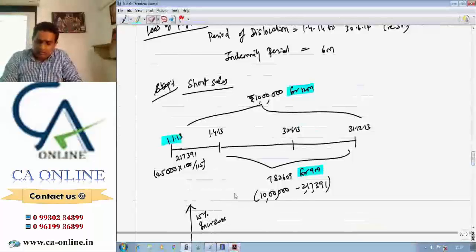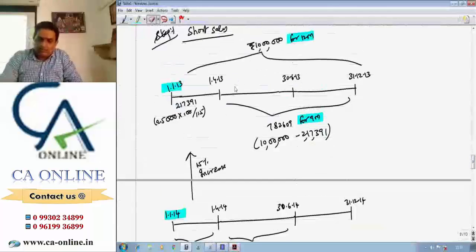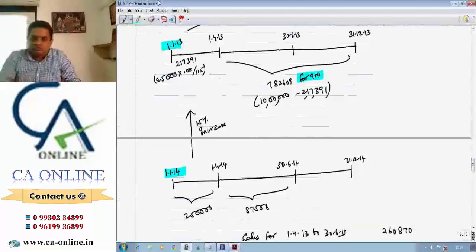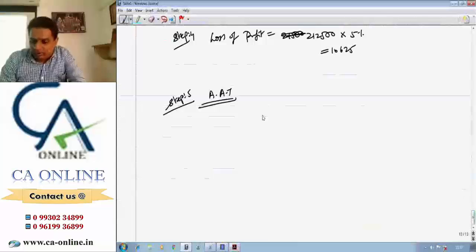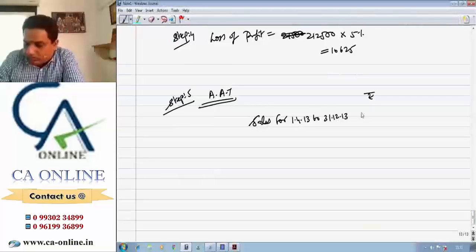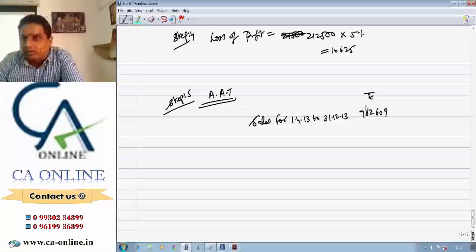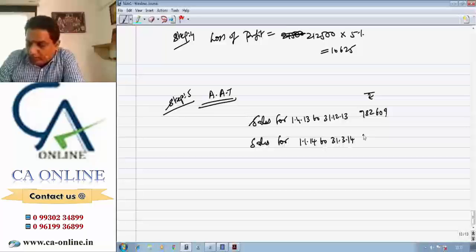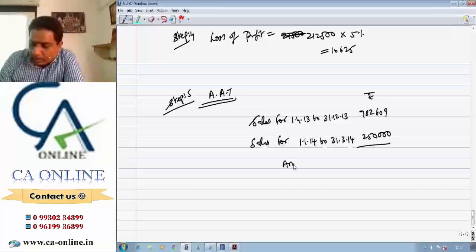1/4/13 to 31/3/14. From this diagram, can you tell what is the sales? Working: 7,82,609 plus 2,50,000 will give you the annual turnover. Just 1 minute, listen. Sales for 1/4/13 to 31/12/13, you know, is 7,82,609. You already asked this question one day before. Then sales for 1/1/14 to 31/3/14 is 2,50,000.